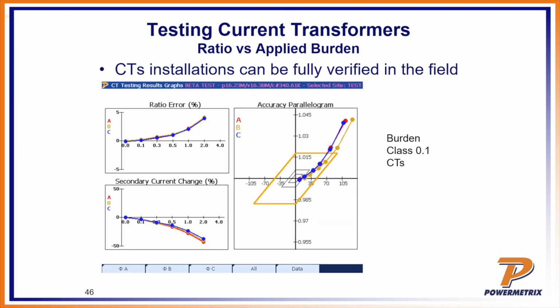The other thing about this is that you're able to look at these other diagrams, and you can see that the CT installations can be fully verified in the field. And you see that it maintains accuracy, and then it suddenly falls off in your ratio error. And then as you get outside the range, you get secondary current change, same thing. And when you use your parallelogram, all of this comes from Chris's class.